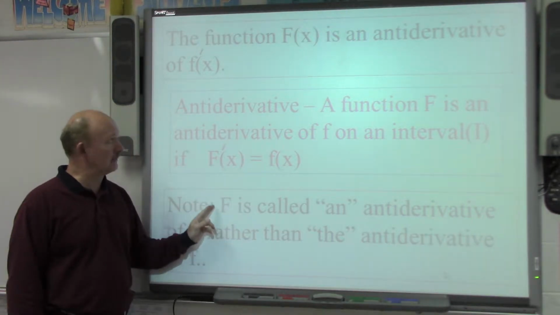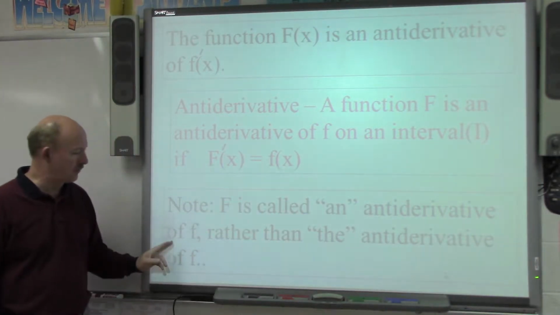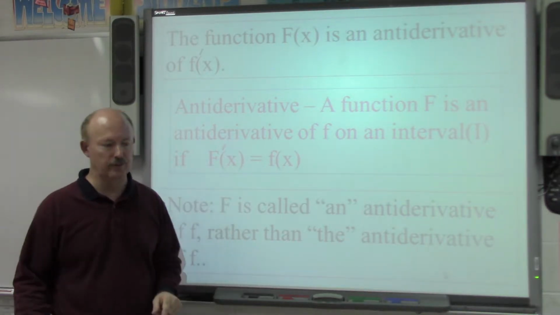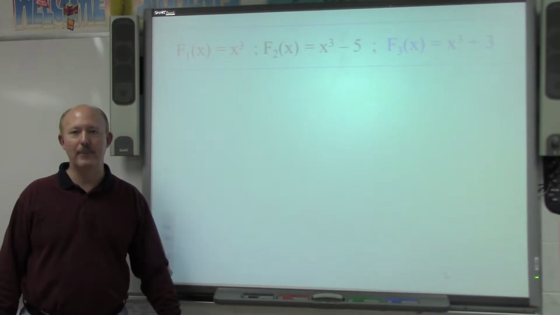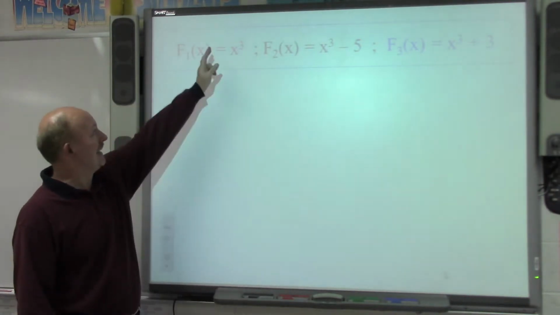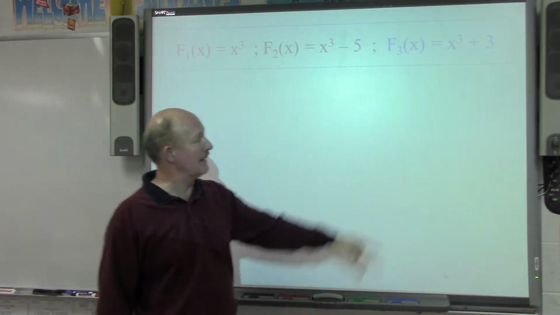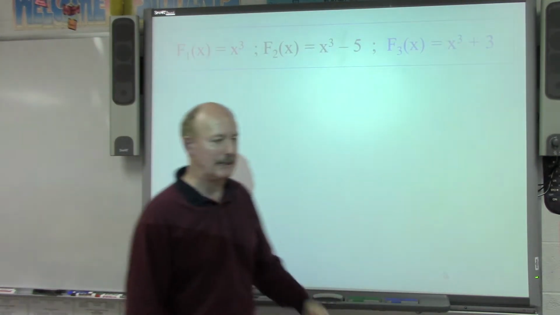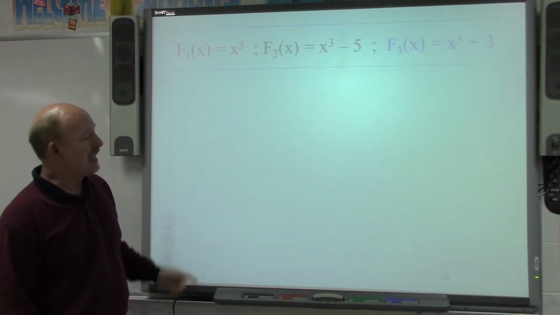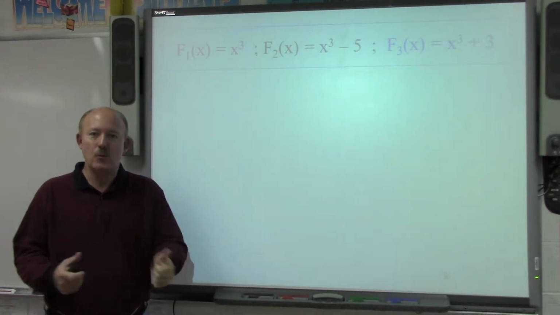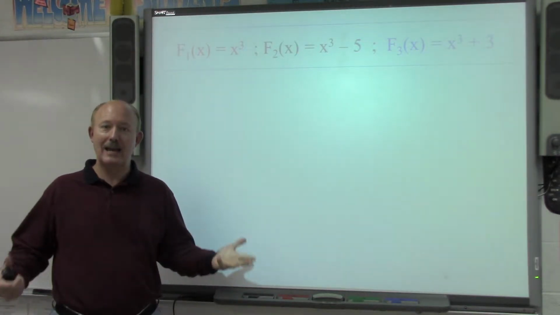Now keep in mind, when we talk about antiderivatives, F is called an antiderivative rather than the antiderivative. So take a look at these three functions at the top of my PowerPoint: x to the third power, x to the third power minus 5, and x to the third power plus 3. If you take the derivative of each one of those functions, the derivative is the same.